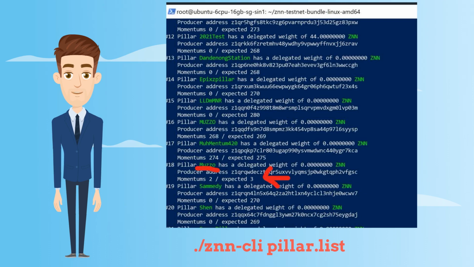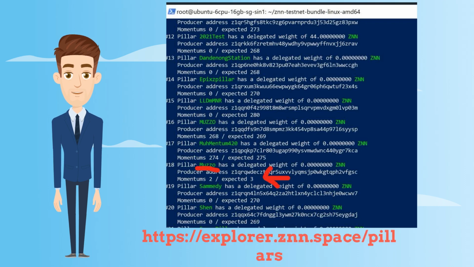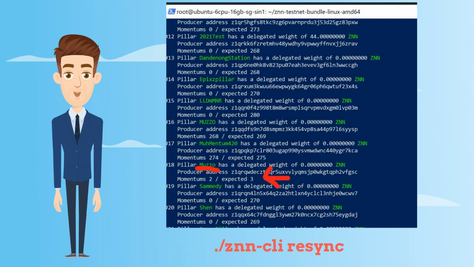To check if it's generating momentum rewards, you can paste or type in ./znn-cli pillar.list. You can see on the screen the pillar is successfully registered and generating rewards. You can also go to the Explorer and check at explorer.znn.space/pillars. If in 5 to 10 minutes, rewards are not generating, type in or paste ./znn-cli resync and check again.